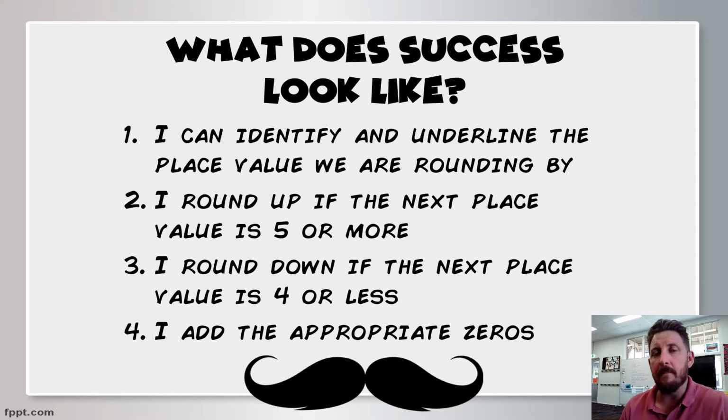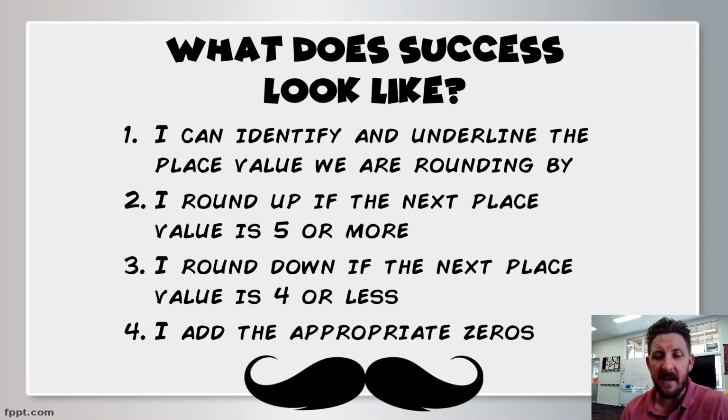But then I look at that number and I say to myself, is it 5 or more? And if it's 5 or more, I'm going to round up the number that I have underlined. So if the number I've underlined is a 5, it would then turn into a 6. However, my third step is I round down if the next place value is 4 or less. So if it's 4, 3, 2, 1, or even 0, then that number will stay the same. So for example, if it was an underlined 5, it would stay as 5.